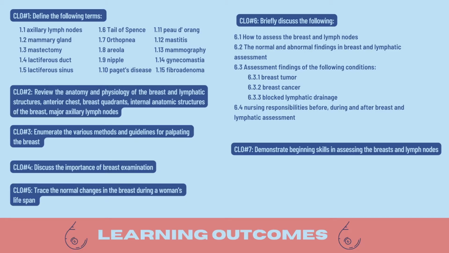Sixth, to briefly discuss the following: how to assess the breast and lymph nodes, the normal and abnormal findings in breast and lymphatic assessment, assessment findings of the following conditions: breast tumor, breast cancer, blocked lymphatic drainage, and nursing responsibilities before, during, and after breast and lymphatic assessment. And lastly, demonstrate beginning skills in assessing the breasts and lymph nodes.